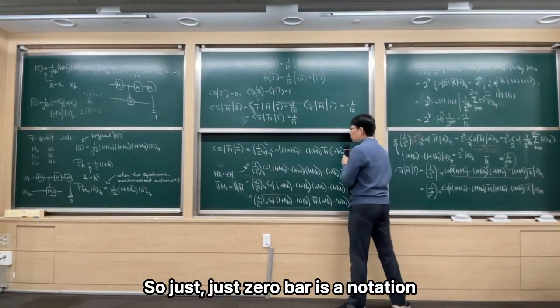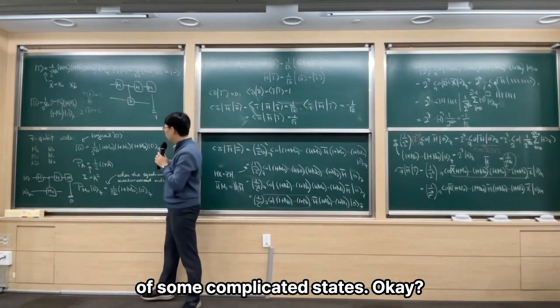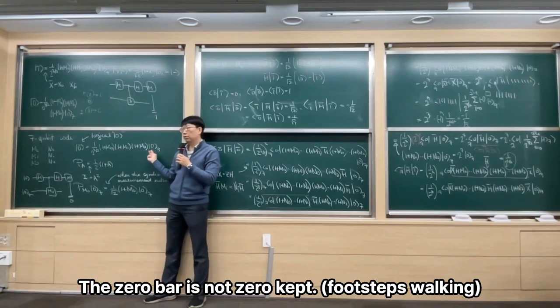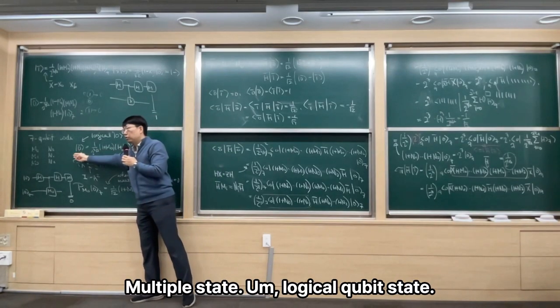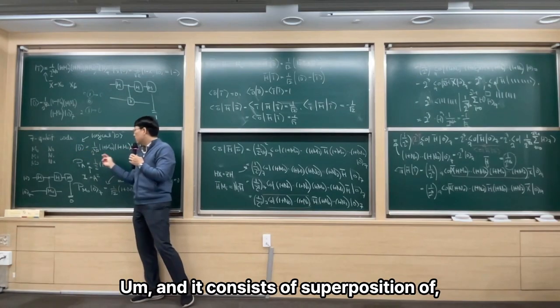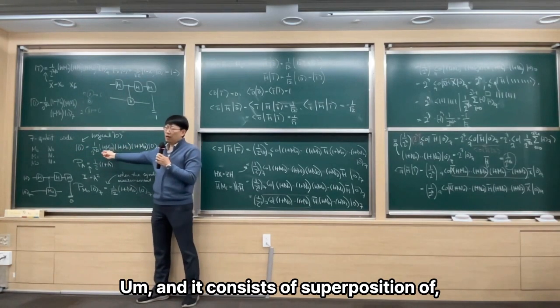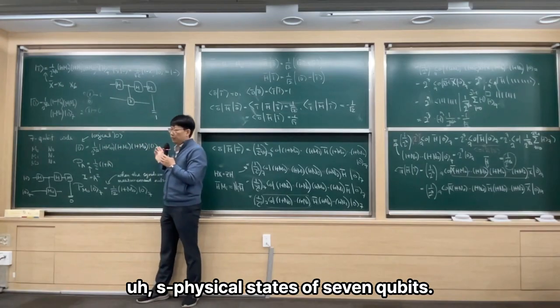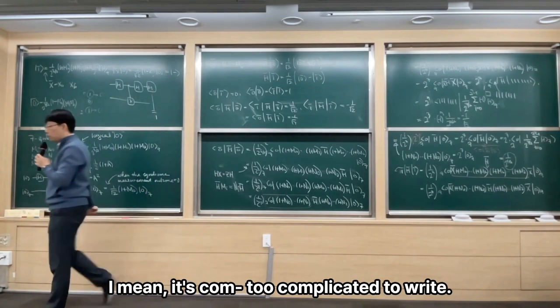So just this 0 bar is a notation of some complicated states. Okay, the 0 bar is not 0 cat. It's a logical qubit state, and it consists of a superposition of physical states of 7 qubits. But we don't know. I mean, it's too complicated to write.